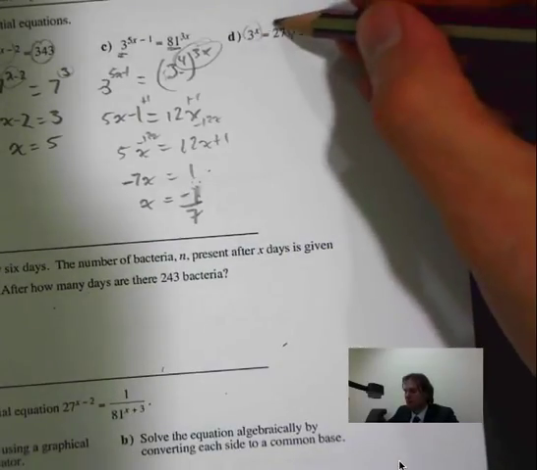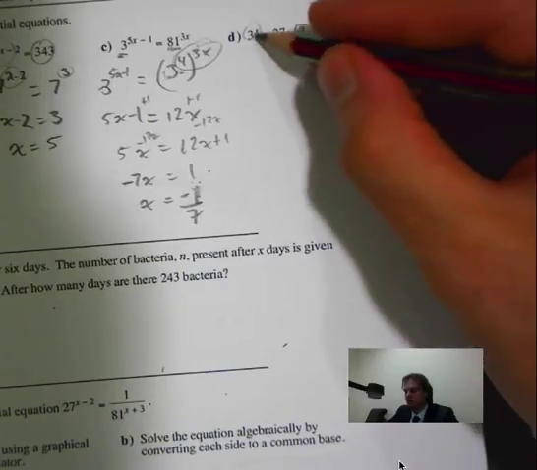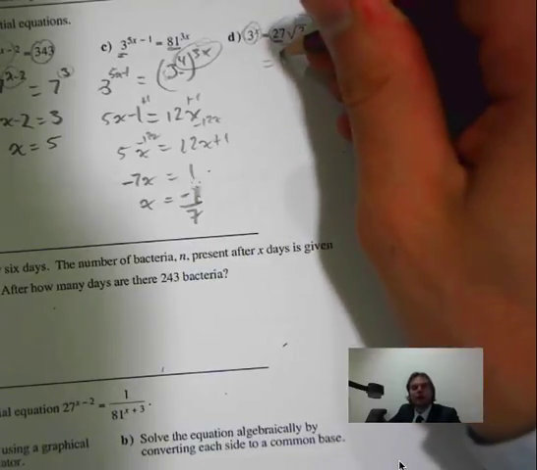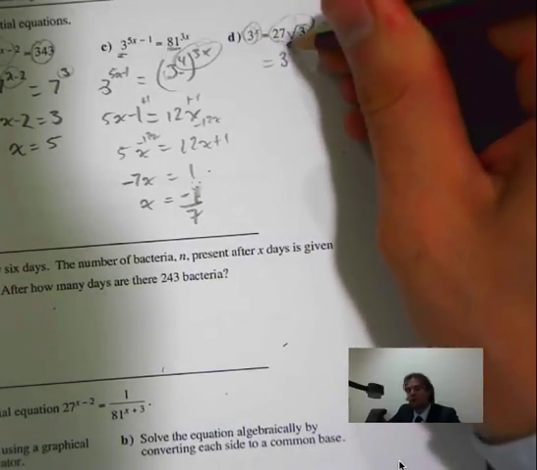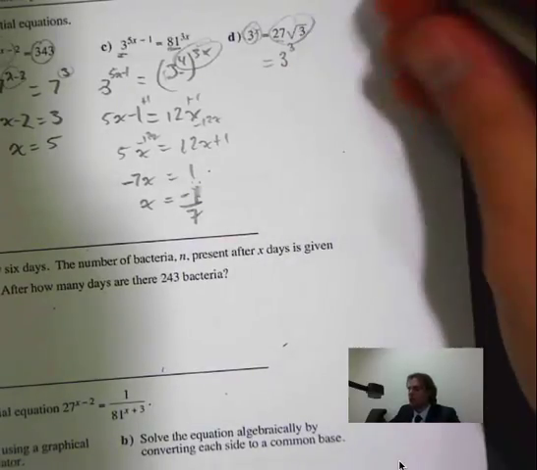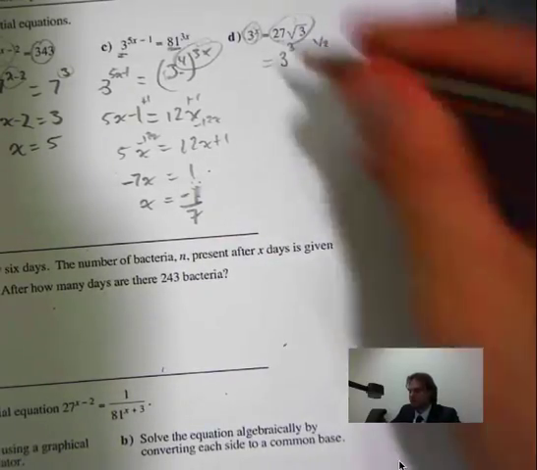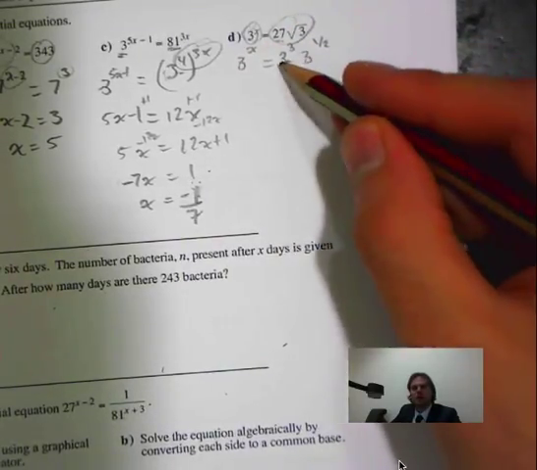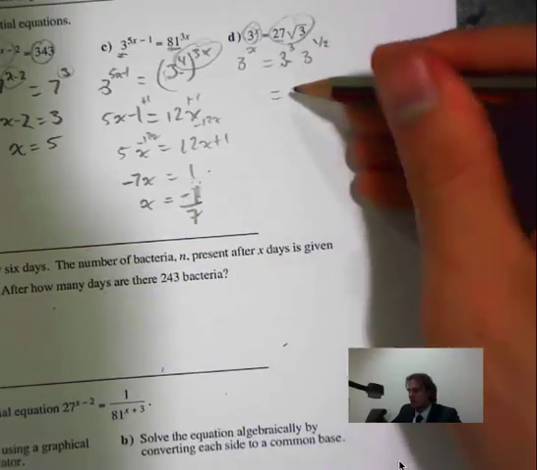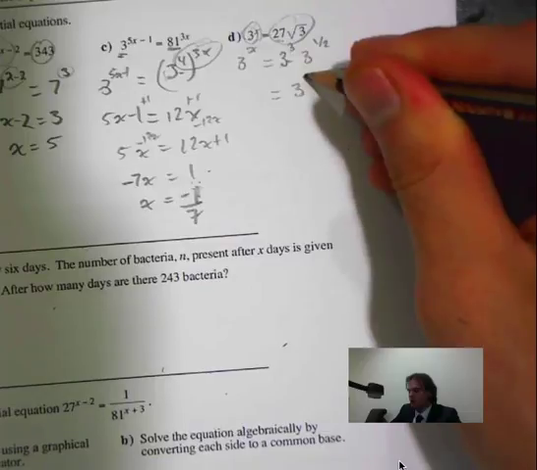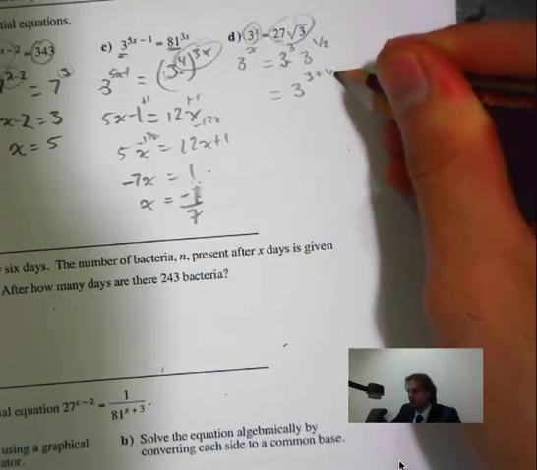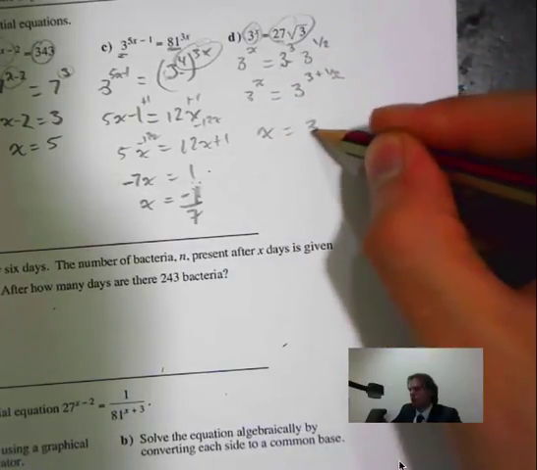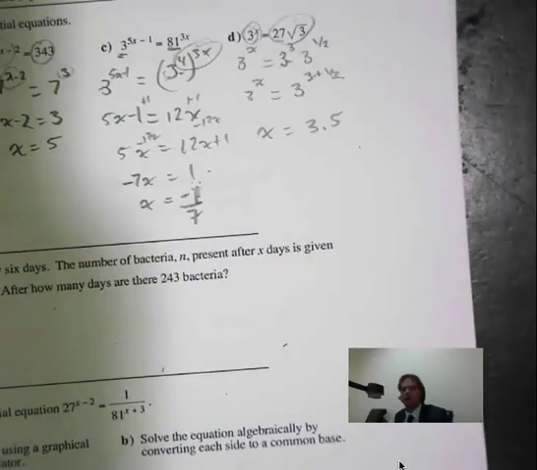All right, D. It says 3 to the x is equal to that. So these must be in base 3. If this is in base 3, let's try and put this into base 3. So this side here, first of all, we're going to look at is 27, which is 3 to the power of 3. Well, this is the same as 3 to the 1 over 2. If I do this multiplication of powers, well, that's going to give me 3 to the 3 plus 1 over 2, which is 3.5. So then x is equal to 3.5, because if I add half to 3, that's 3.5. Easy.